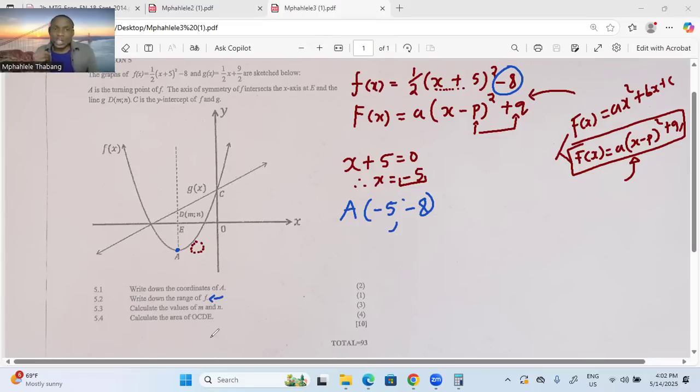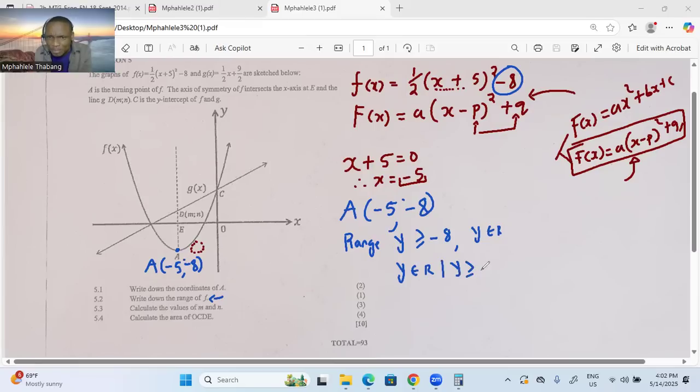So we say the lowest value of y we can have. Let me write the coordinates of A next to this graph: minus 5, minus 8. The lowest value of y this quadratic graph can have is minus 8. So when we give the range, we say all values of y are greater than or equal to negative 8. You can even say y is an element of the real numbers such that all values of y are greater than or equal to negative 8. Let's write it this way.